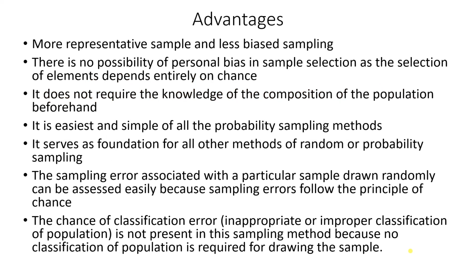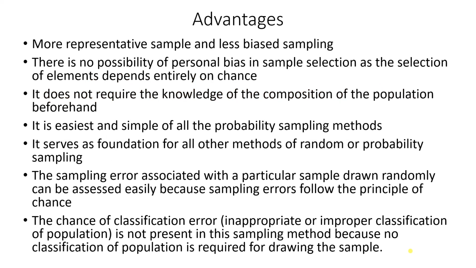Similarly, it does not require knowledge of the composition of the population beforehand, because we are not making any restriction. We are not dividing the population into strata. If we are going to divide it into strata, then we have to have some knowledge about the composition of the population. But in simple random sampling, this is not required. It is the easiest and simplest of all the probability sampling methods.